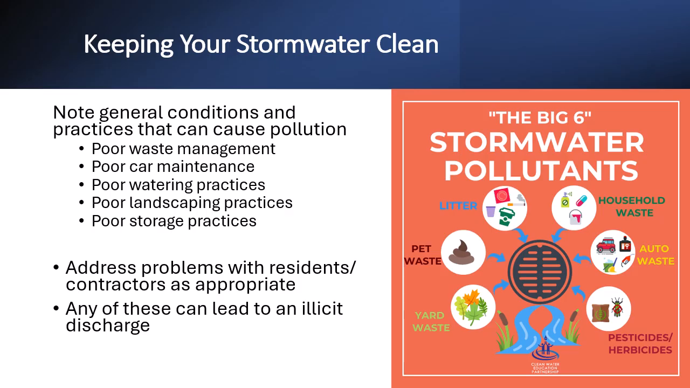Address any of these problems with residents or contractors as appropriate and as soon as possible. Consider whether there are any ways to avoid problems, such as more frequent dumpster pickups, designated car washing areas, or secondary containment of items being stored outside that may leak. Any of these conditions or practices has the potential to lead to an illicit discharge, which could result in enforcement action or fine if reported or identified during a county inspection.